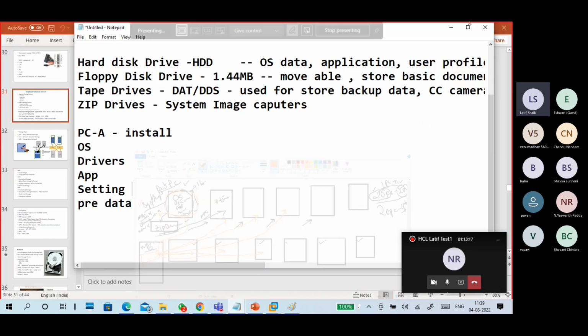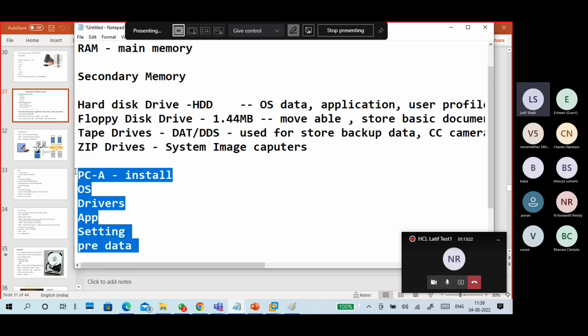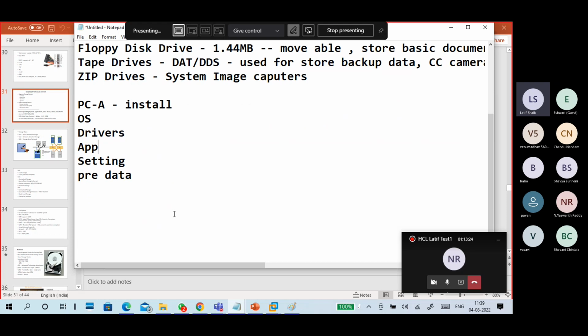Okay, so the point is the zip drive, but I told you about two things: one is WDS, and Sysprep, and the zip drive. Just find out what they are. I just gave a pointer.